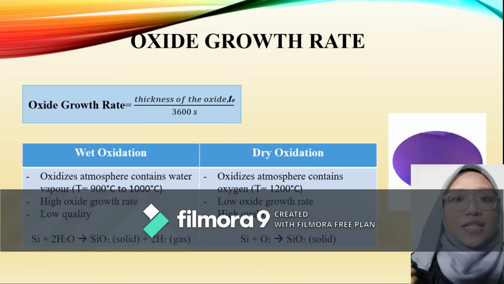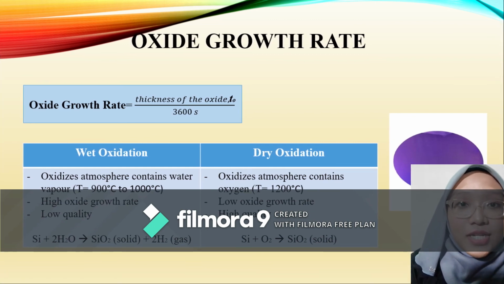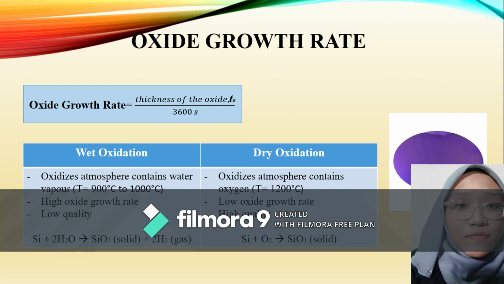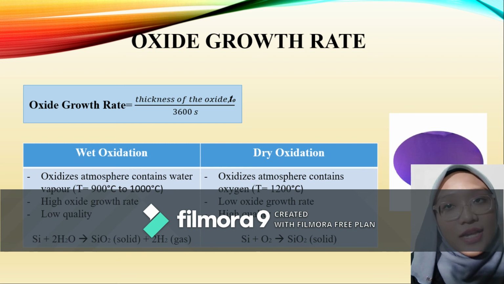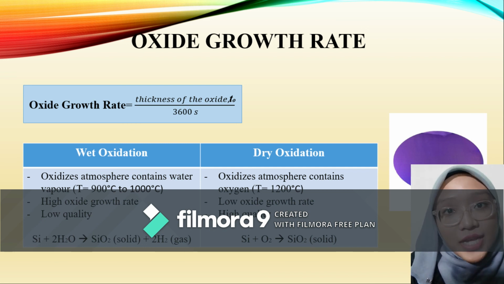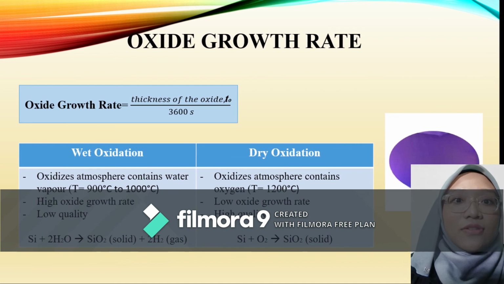From this topic, we can see that wet oxidation has a higher oxide growth rate than dry oxidation, but it has lower quality. The equation for wet oxidation is silicon plus 2H2O gives solid silicon dioxide and 2H2 hydrogen gas. While for dry oxidation, silicon plus oxygen gives solid silicon dioxide. So if we want to get high quality for the wafer, we can use dry oxidation.